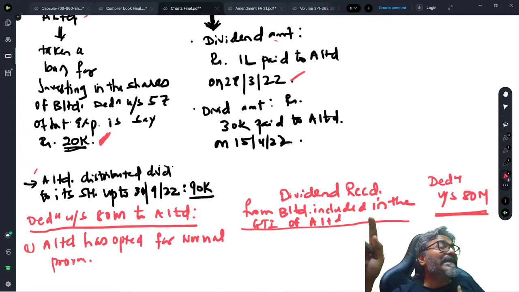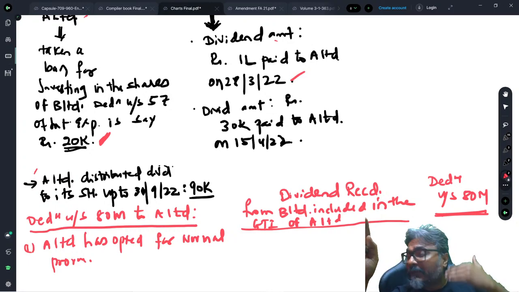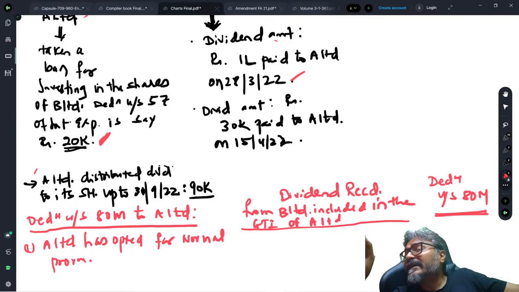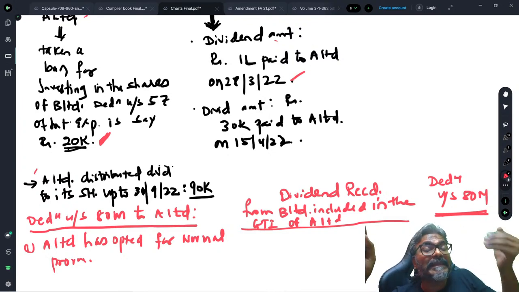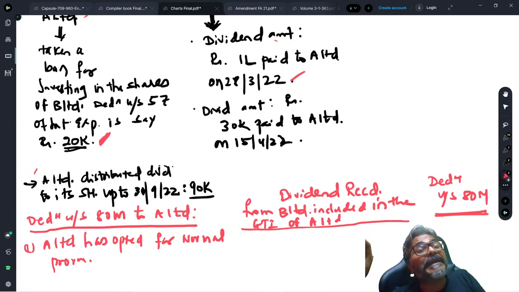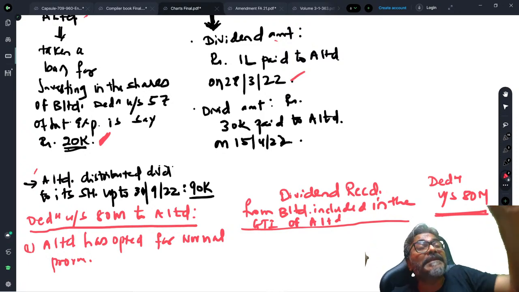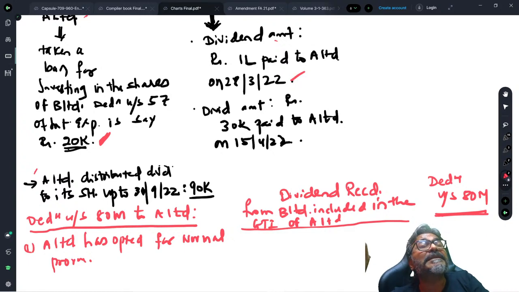For that SSE company which wants to claim the deduction of ATM, we have to see for them how much dividend it has distributed a month before the due date of filing of the return of income. That is the upper limit. And that needs to be compared with the dividend that it has received during the previous year, primarily, and which is included in the GTI.